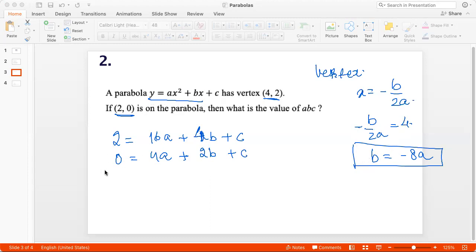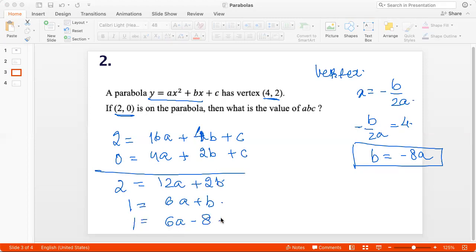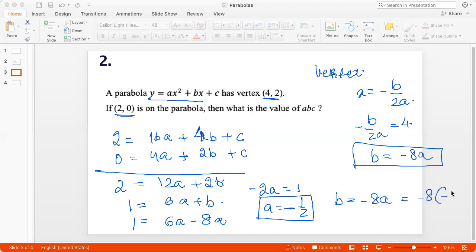Right. So if I subtract these two equations, I'll get 2 = 12a + 2b, or 1 = 6a + b. But then I know that b is −8a. So 1 = 6a − 8a. So −2a = 1. So a is −1/2. Right? So a is −1/2. b is −8a, so that would be −8 times −1/2. So b is 4.